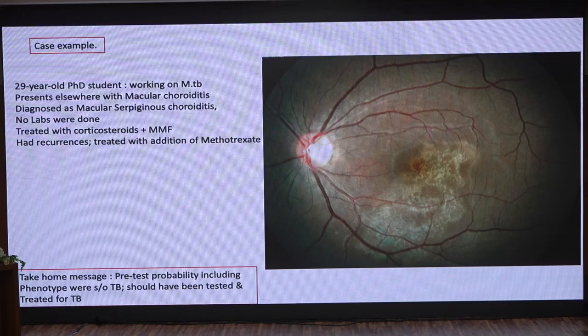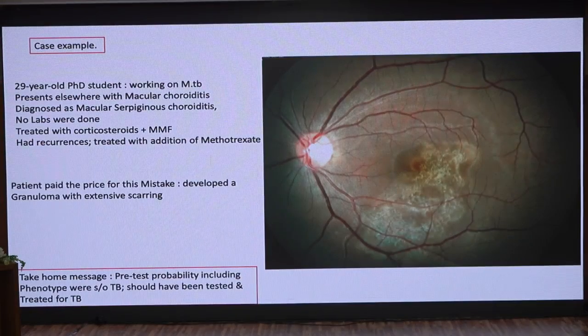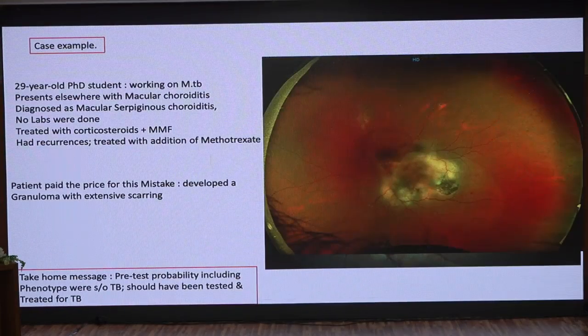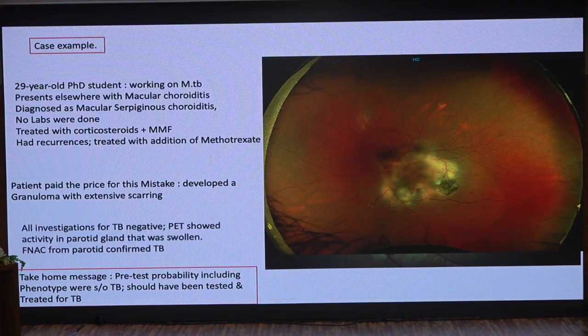So the test probability of TB is very high. So you get the test done. However, she went to all the major centers in the country. She was diagnosed as macular serpiginous choroiditis, treated with one immunosuppression after the other, and this is how she ended up with a large granuloma compromising her central vision.